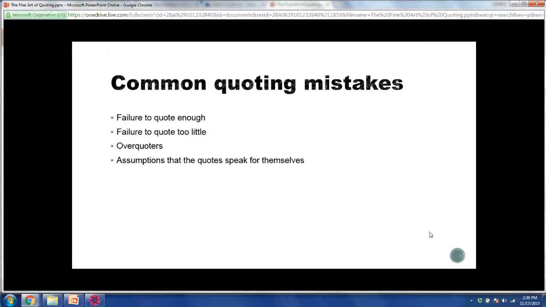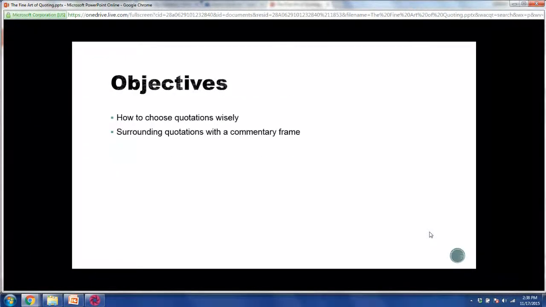And then another problem that my AP students tend to have is assuming that the quotes speak for themselves and you don't need to give any commentary to explain your logic or your thinking. That's just simply not true. So the objectives of this PowerPoint are to show you how to use quotations wisely and then how to surround quotations with what is known as the commentary frame.